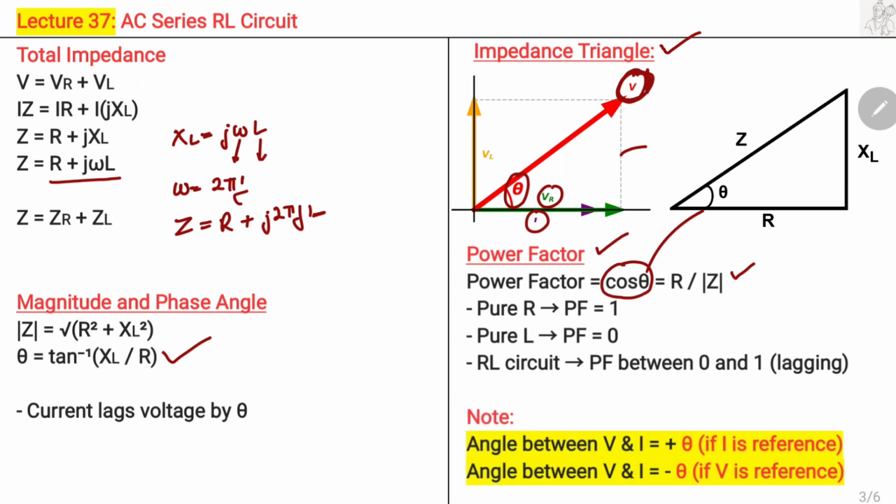So one important point to note, the angle between voltage and current is equal to plus theta if current is taken as reference, and at the same time it can be written as minus theta if voltage is taken as reference, and both are correct. It only depends on the reference you choose.